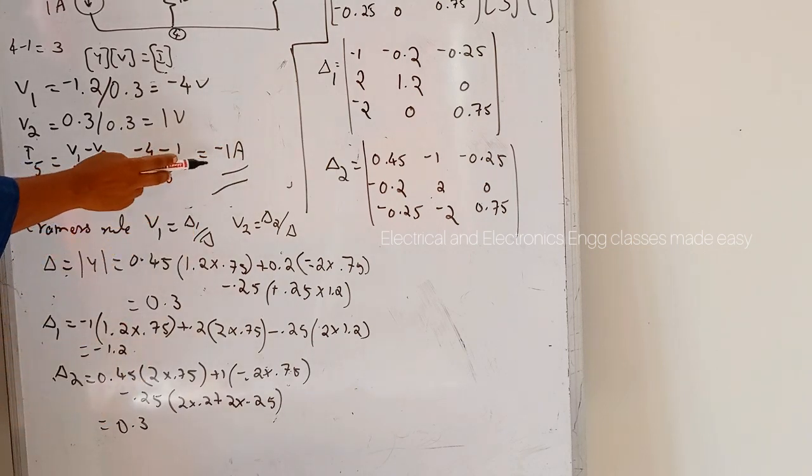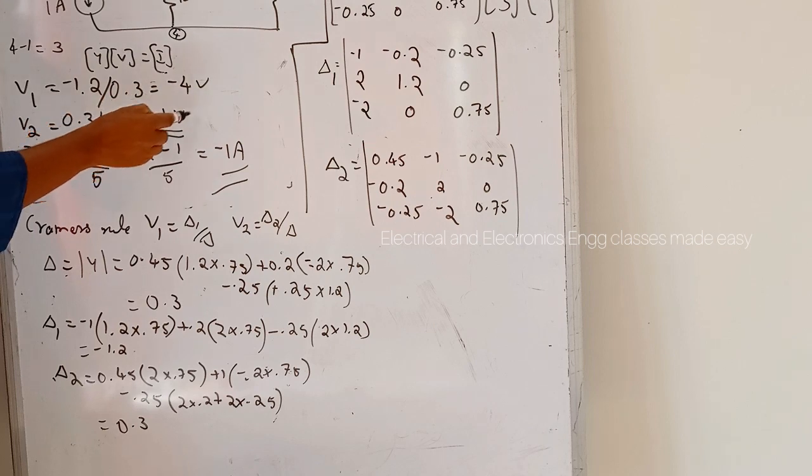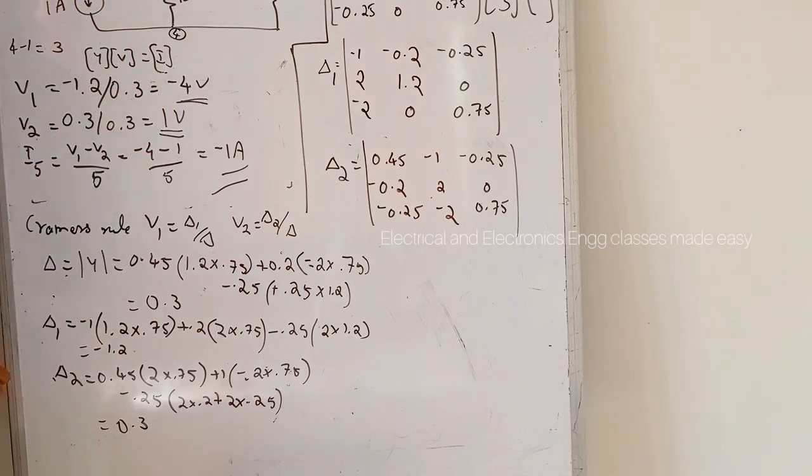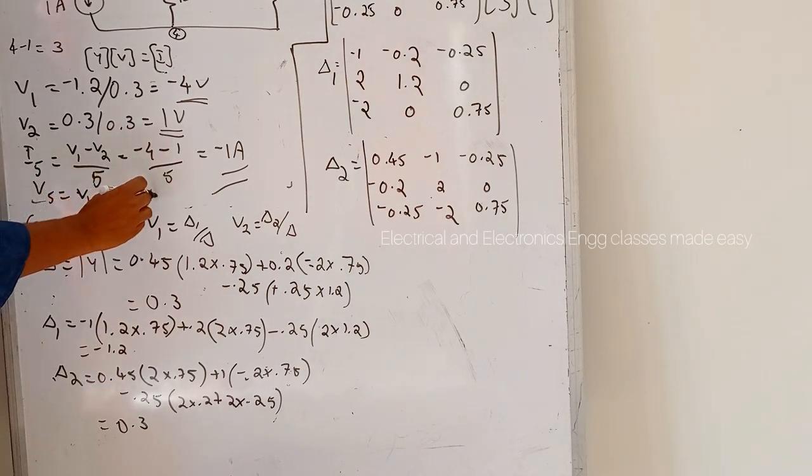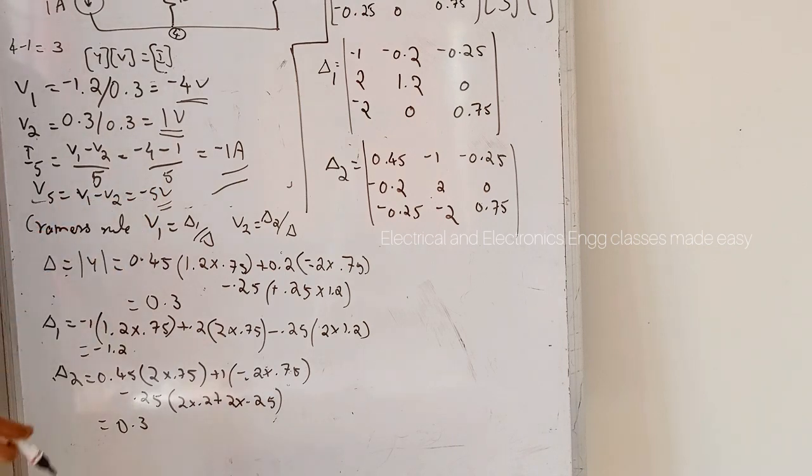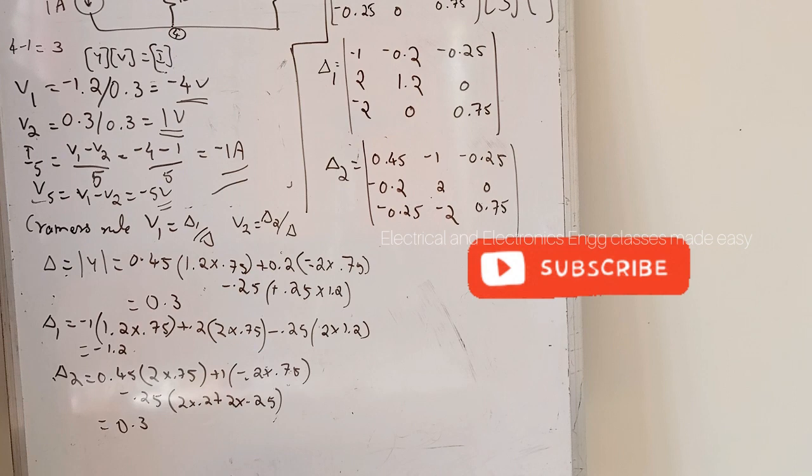So this is the current through the 5 ohm resistor, and these are the voltages at nodes 1 and 2. And through the 5 ohm resistor, the voltage is V1 minus V2, that is minus 5 volt. So in this way we are doing the nodal analysis.